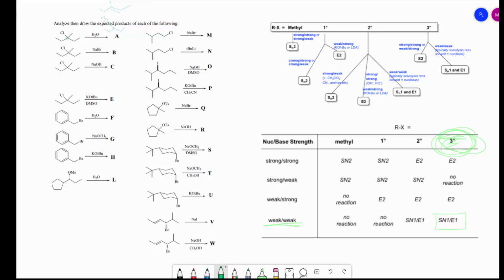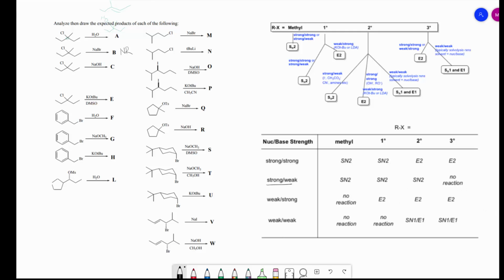Now for B, again, we have our tertiary alkyl halide, and now we have sodium bromide. Well, sodium bromide, NaBr, remember 9 times out of 10 when you see a metal in this class, you will be delivering an anion. So imagine that we have bromide. With bromide, we have a good nucleophile, but a weak base. So we're tertiary, we have a strong nucleophile, weak base, we will form no reaction. There's no product to predict.